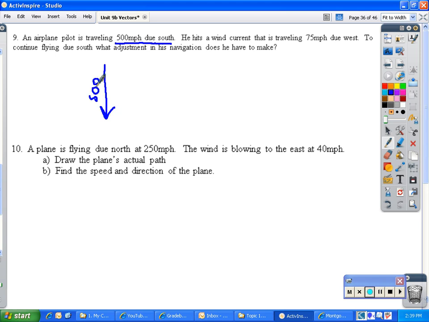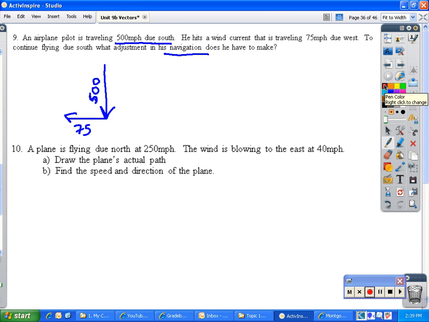This is 500 miles per hour, and I'm putting the arrow in the direction of south. And then he's going to travel 75 miles per hour due west. So from the end of the south, I'm going to go west 75 miles per hour. And we want to know, to continue flying south, what adjustment to his navigation does he make? Navigation really implying direction, and direction really being talking about an angle.